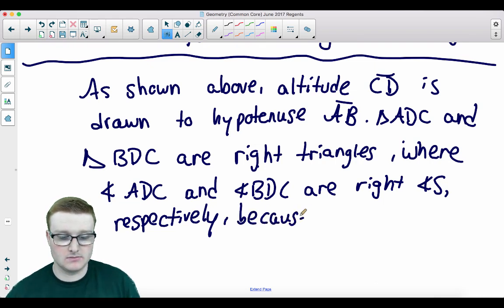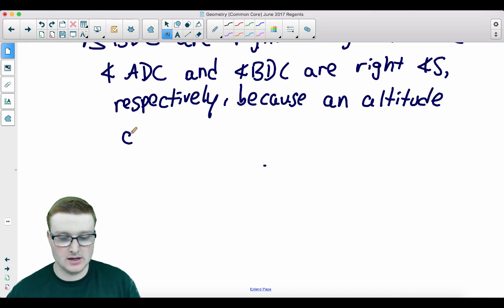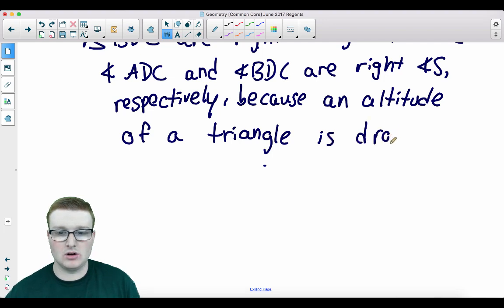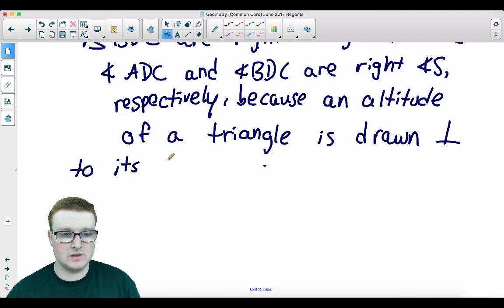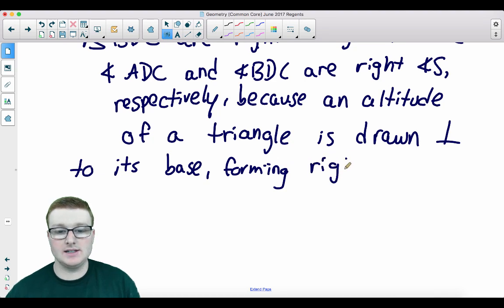Because an altitude of a triangle is drawn perpendicular to its base, forming right triangles. That is a long sentence, but it is a sentence. You could use symbols if you want to. You don't need to write words as well.